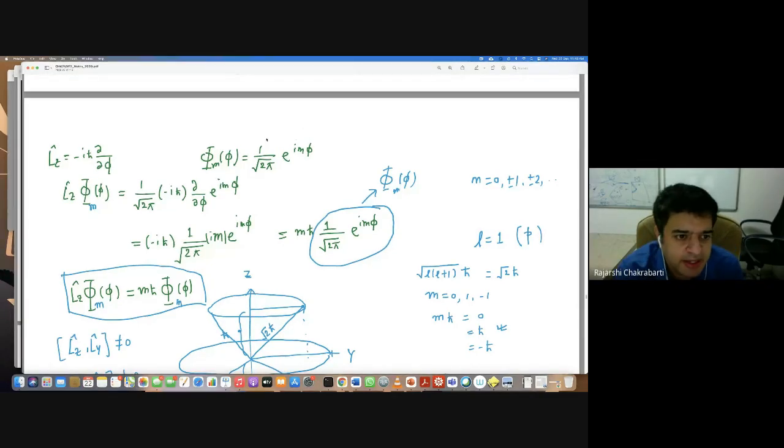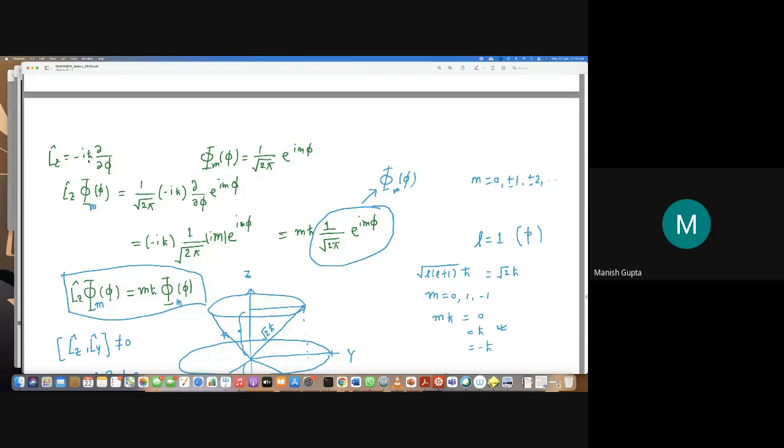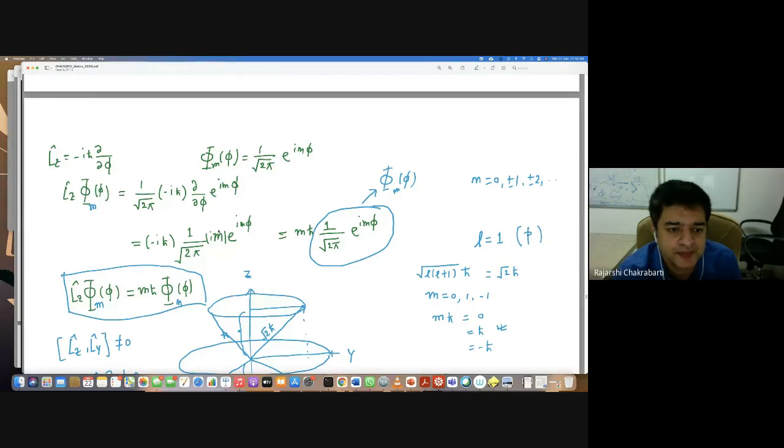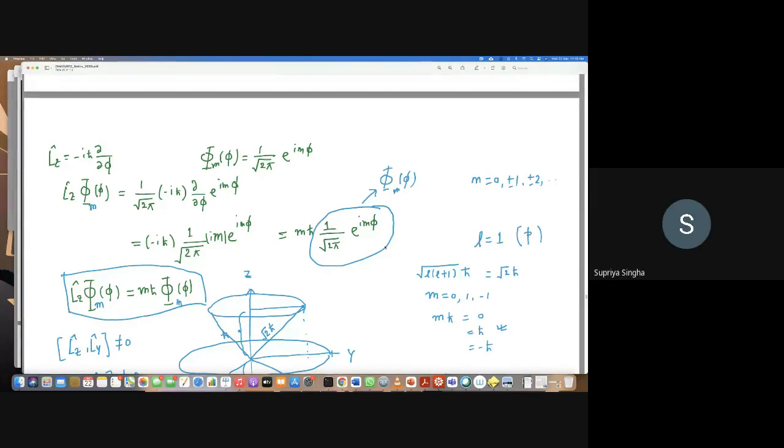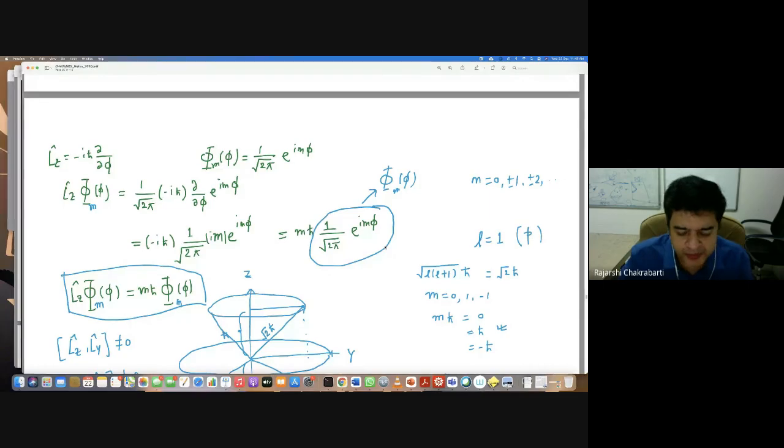Now when Lz operates on this, Lz is this, it is going to be h cross over 2 pi i times the derivative. The phi part is a constant. So this will bring down i m, and this i squared will combine and give you minus 1. Minus 1 times minus 1 is plus 1. You'll get m h cross times the function back. So m h cross is the eigenvalue. Is the eigenvalue for what? Can anyone tell me? Angular momentum along the z component. Yes, z component. So basically Lz also has this phi m equal to m h cross times this.